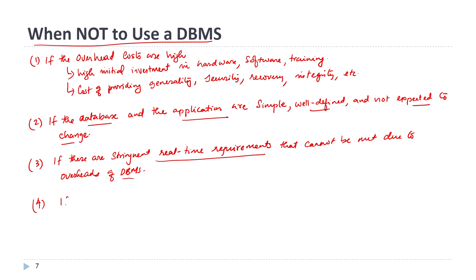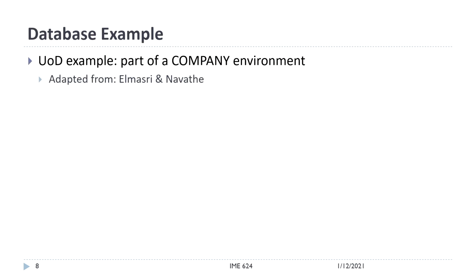Okay. If access by multiple users is not required. If it is only a single user and there are no multiple users or anything of the sort, then it is probably better that you do not need a DBMS, you can just get away with a simple file. Okay. So, now let us talk about a database example, and we will be using this example.